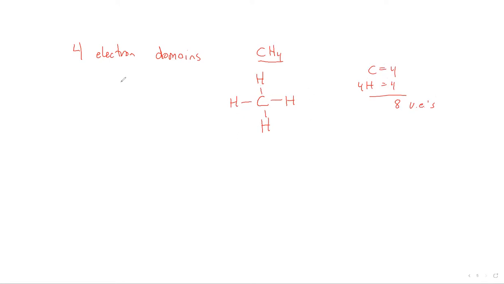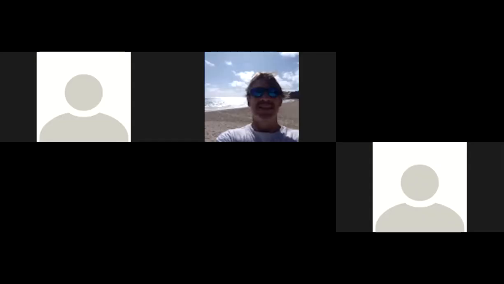Now for the VSEPR theory, how do 4 things get as far away from each other as possible? Now we have to get into 3 dimensions, because in just 2 dimensions, these would be 90 degrees, right? And can they get further away than 90 degrees? They can in 3 dimensions. It's kind of hard to show, but it's typically drawn. Actually, I'm just going to jump right to the model, because the model is really cool. It's much better.